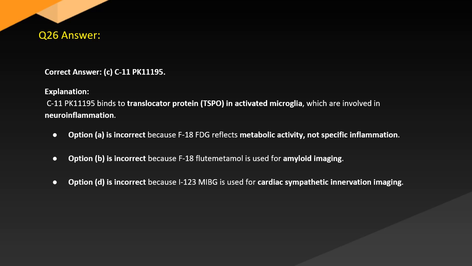Answer. Correct answer C. C11-PK. Explanation. C11-PK binds to translocator protein TSPO in activated microglia, which are involved in neuroinflammation. Option A is incorrect because F18-FDG reflects metabolic activity, not specific inflammation. Option B is incorrect because F18-flutemetamol is used for amyloid imaging. Option D is incorrect because I123-MIBG is used for cardiac sympathetic innervation imaging.